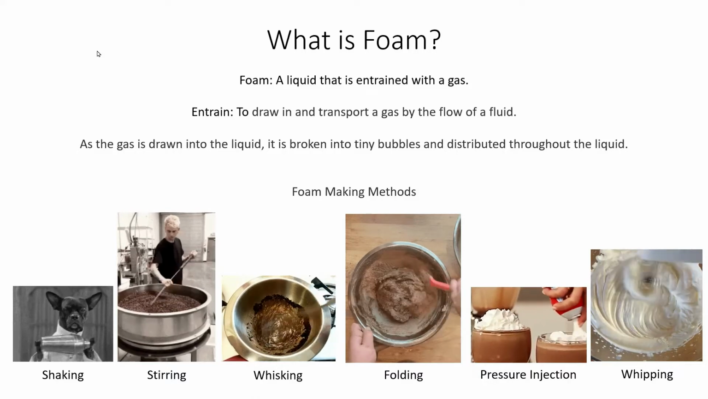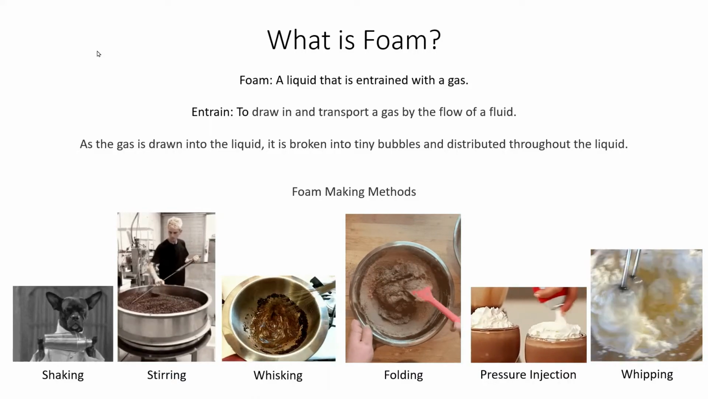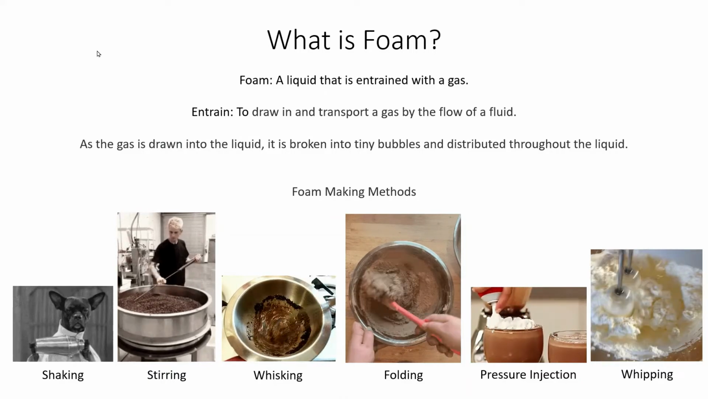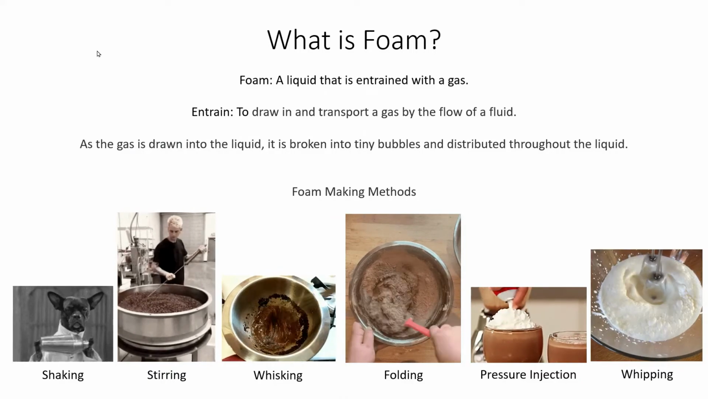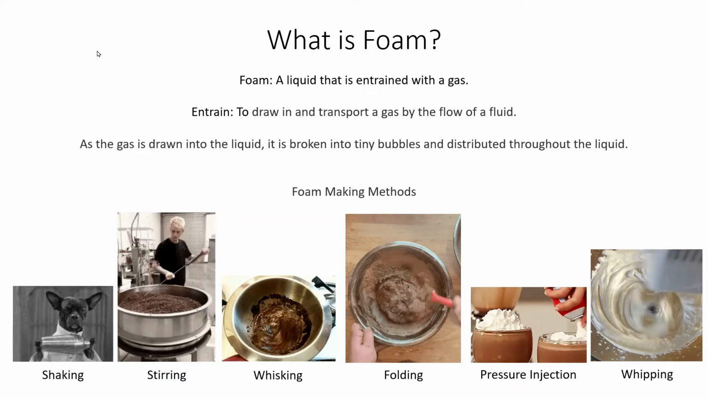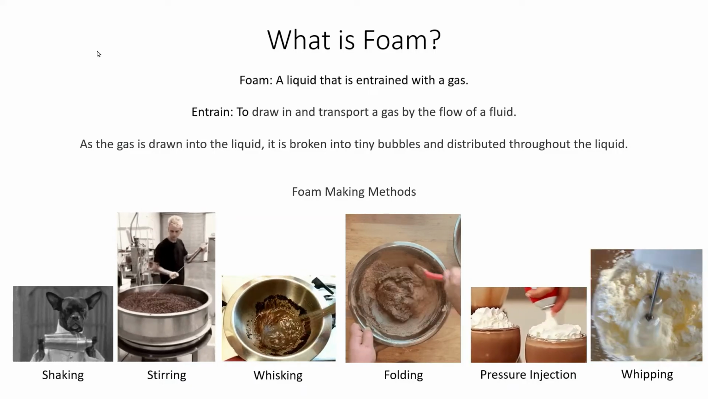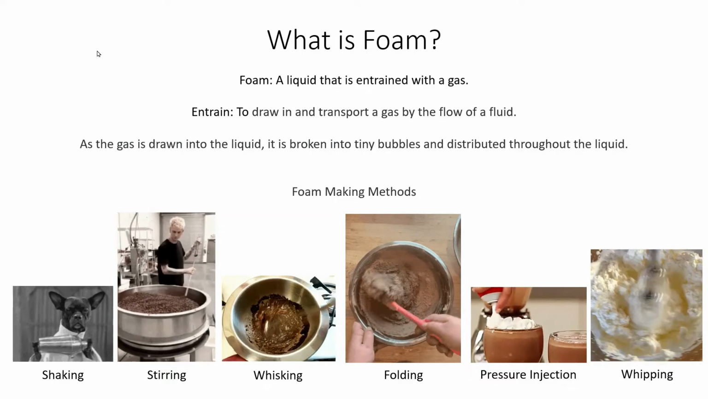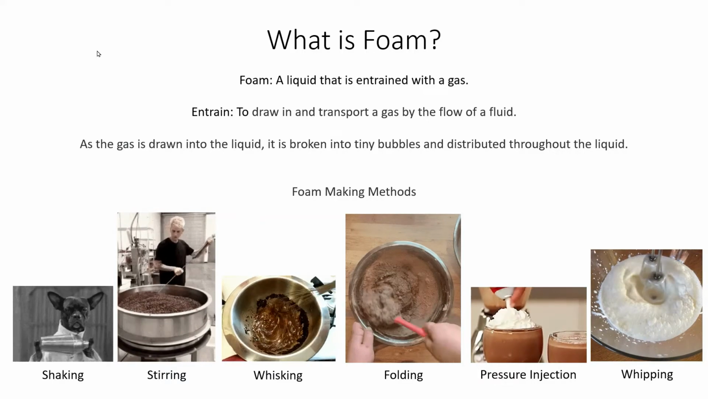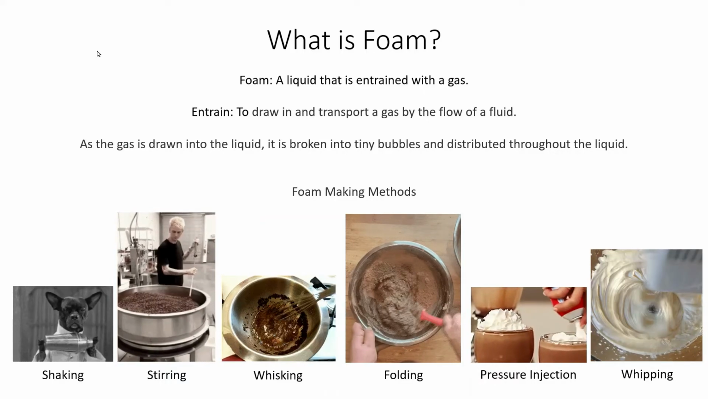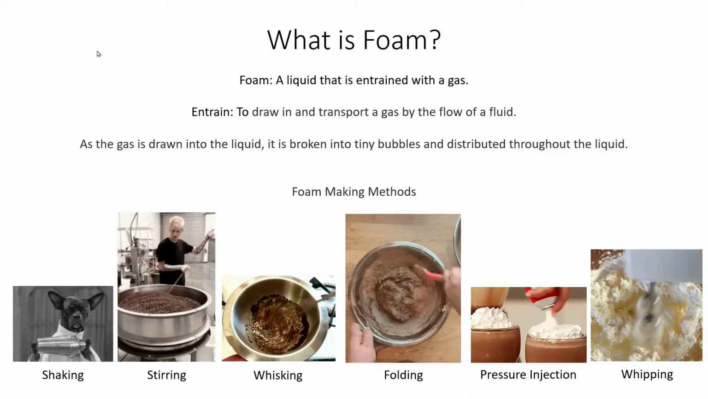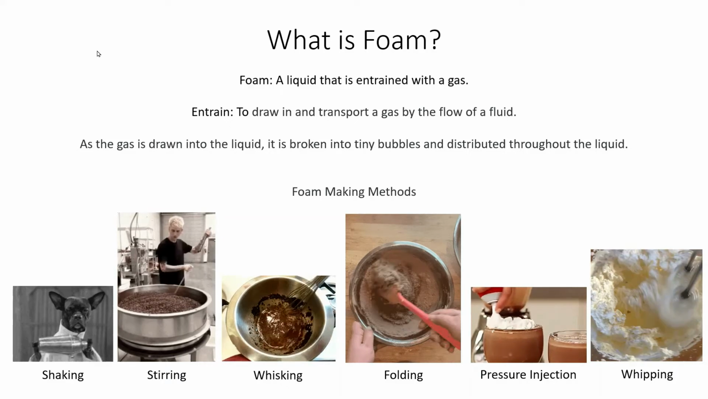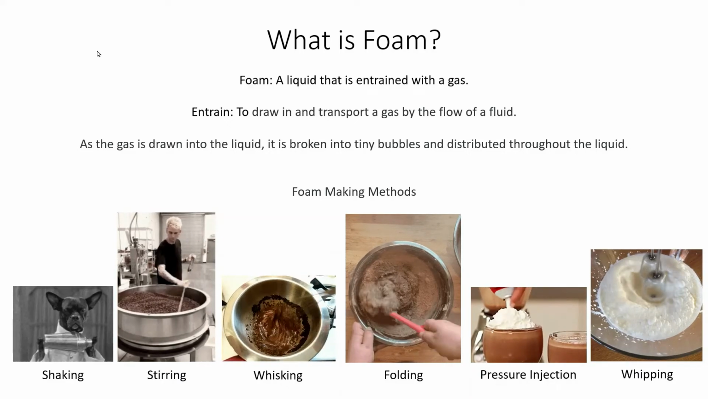There are several ways to entrain a gas into a liquid: stirring, shaking, whisking, folding, pressure injection, and blending with another liquid that already has gas bubbles entrained inside it. Chocolate mousse can be made using any or several of these methods. However, as we'll find out, not all the methods are equal in their result.